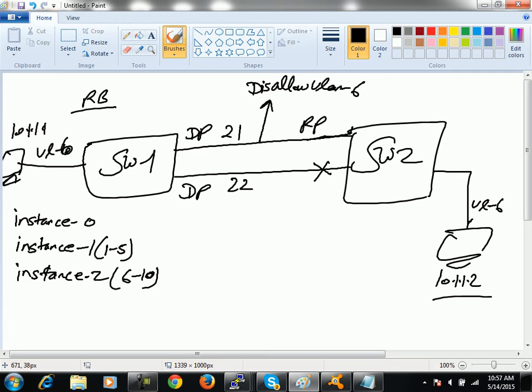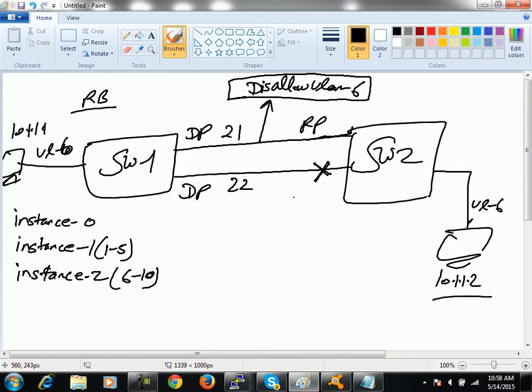And now later on what you did here is that you disallowed VLAN 6 from 21. From the VLAN allowed list, you have removed VLAN 6 from 21. Trunk allowed list, right? Because 21 and 22, both of them are working as trunk ports. But from the trunk allowed list, now you have removed this VLAN 6. Will it be possible for switch 2 to make this blocking port the new RP for VLAN 6 now?